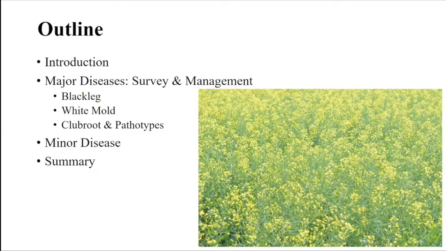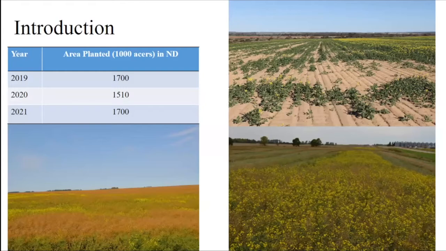I have outlined my topic: a little bit of an introduction about the crop and major diseases, what we survey, and what management options are available. The major diseases I wanted to list are blackleg, which is always the first one, white mold the second, and followed by clubroot. It's endemic in a few areas, and we are doing a little bit of pathotype research, which I wanted to present. Then a minor disease popped up because of the dry season, and how it looked. And then I will be wrapping up my talk.